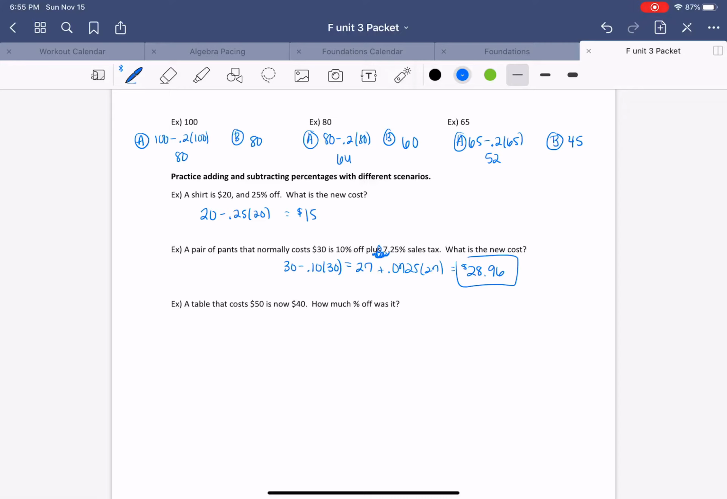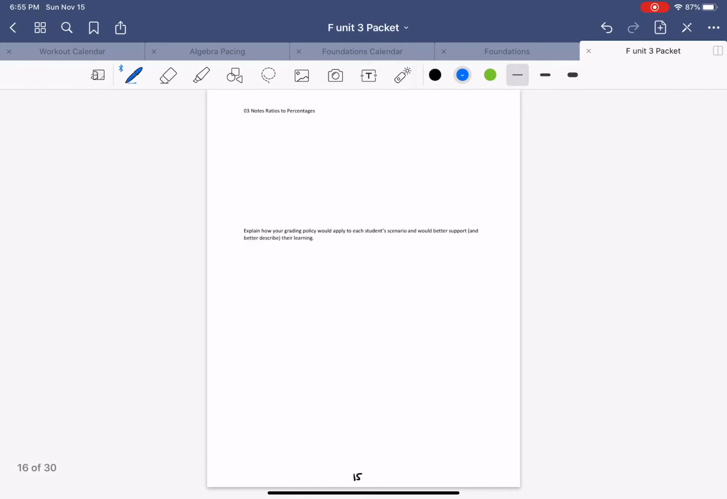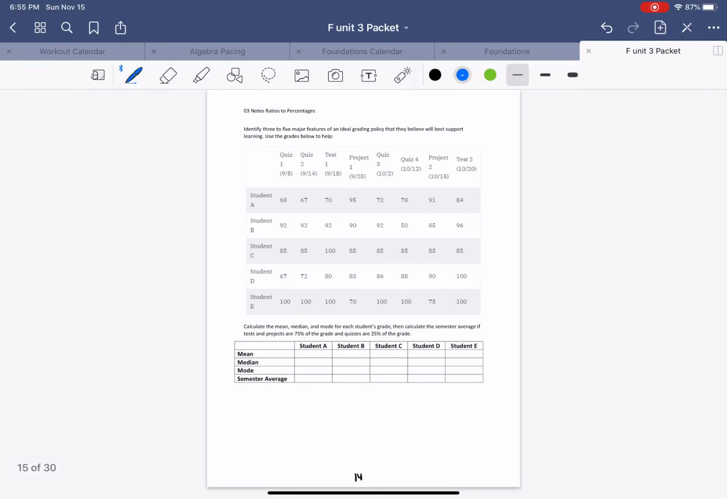How much percent off was it? So since I'm trying to find the percent off, I'm trying to figure out, okay, that $10 difference, what percent of 50 is that? So 10 over 50 equals what over 100? That's 50 times 2. So I do 10 times 2, and I get 20. So 20% off. I'm not going to go over these next ones. I'd like you to try them on your own because you're going to use that to help with your grading policy project.